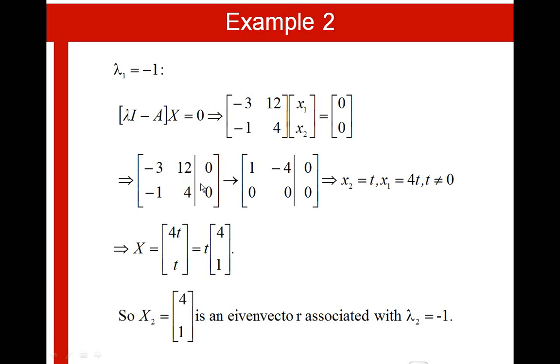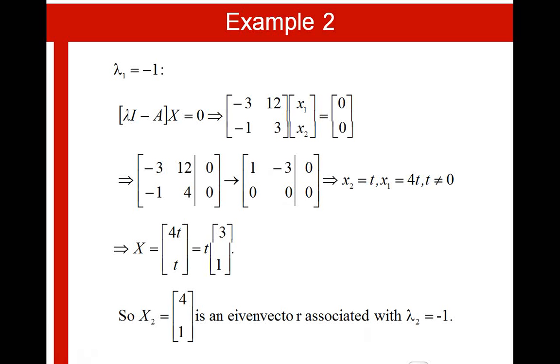If we apply the row reduction, the augmented matrix that we obtain is 1 minus 4 0, 0 0 and 0. Therefore x2 is equal to t, where t belongs to R, and x1 is equal to 4t. So then x, the eigenvector, is equal to 4t and t, which is equal to, if we take t as a factor, t times 4 1. So then x2, equal to 4 1, is the eigenvector associated with lambda 2 equal to minus 1.